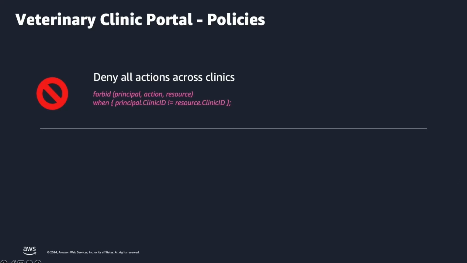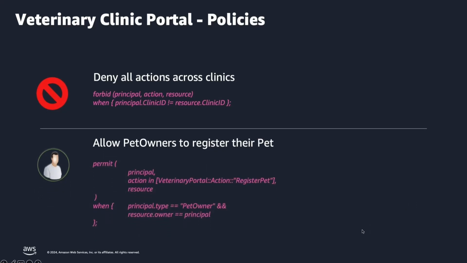So first, let's allow pet owners to register their pets. Now since we are talking about allowing, we will use a permit policy. In actions, we will define register pet as an action, and since we are only allowing pet owners to register, we will add the principal type condition to match the pet owner type. Also, we only want the resource owner to register their pet, so we will add another condition that resource owner should be equal to principal. If you don't add the second condition, then any pet owner will have the permission to add any pet whether or not it belongs to them.